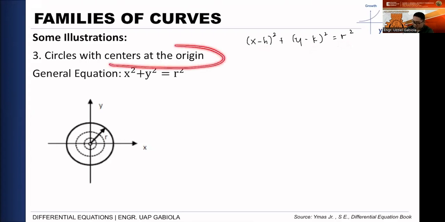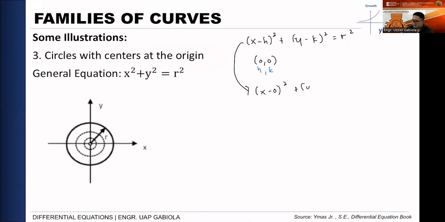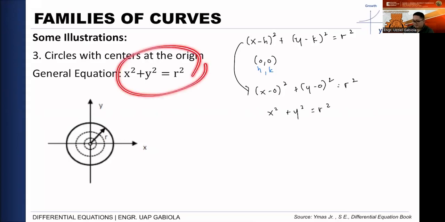Ano ba ang at origin? That is 0, 0. So, ibig sabihin yung h at k mo are 0. So pag inano natin dito, that will be x minus 0 squared plus y minus 0 squared is equals to r squared. So that is x squared plus y squared is equals to r squared. Okay? Then once you get your general equation, you just have to perform elimination of arbitrary constant to get the differential equation for the families of curves. Okay? Question muna before we proceed sa example.